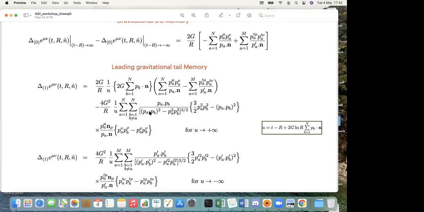I think it's at 0. At 0, yeah. At the IR, not the UV. Really, the low energy effective action of the theory.